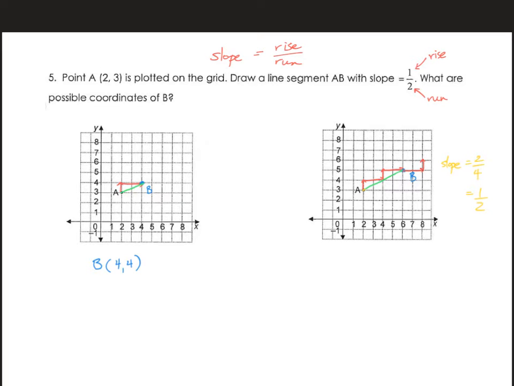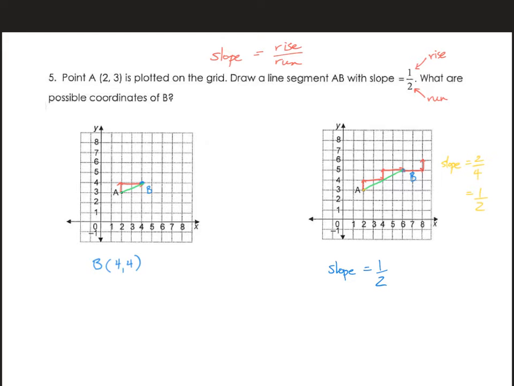The last thing I want to address is the other way. It's not as common of a way, just as important of a way, though, to find another point B. We get into this habit of always taking the sign of our slope, and we notice that our slope is positive, so it rises to the right. However, my slope is also a fraction. It's a comparison. It's a ratio.